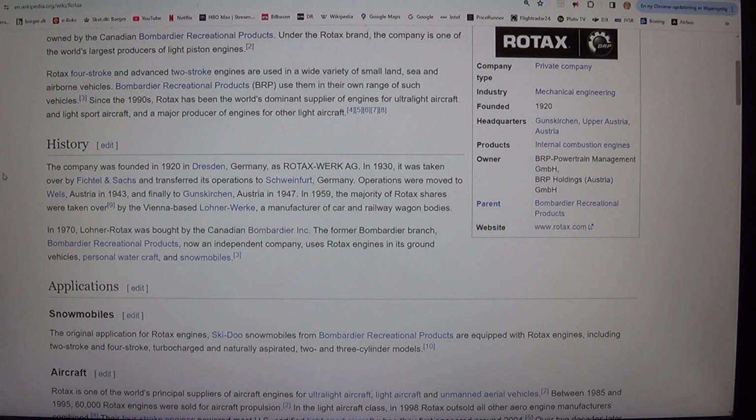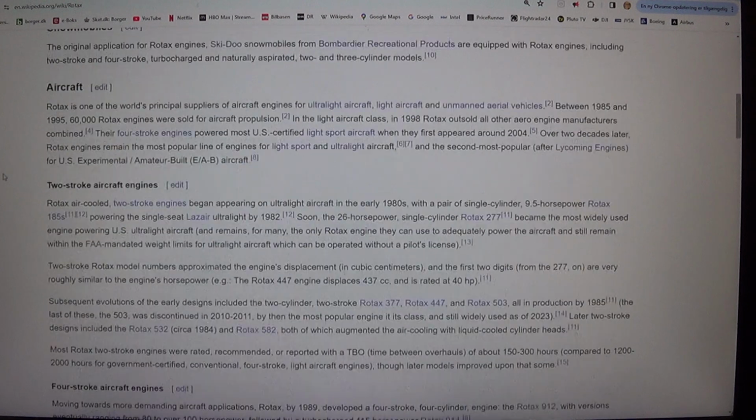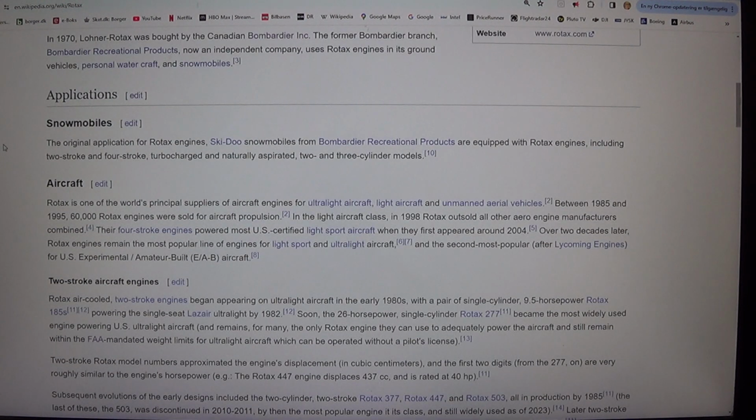In 1959, the majority of Rotax shares were taken over by the Vienna-based Lohner Werke, a manufacturer of car and railway wagon bodies. In 1970, Lohner-Rotax was bought by the Canadian Bombardier Incorporated. The former Bombardier branch, Bombardier Recreational Products, now an independent company, uses Rotax engines in its ground vehicles, personal watercraft, and snowmobiles. Applications. Snowmobiles.